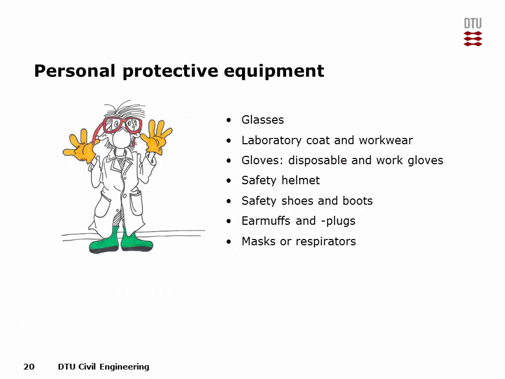Use personal protective equipment to protect yourself during work processes. Use glasses when you risk getting something in your eyes. Use a laboratory coat or workwear when risking contaminating your clothes to avoid spreading the contamination. Use suitable gloves depending on the work. Choose, for instance, disposable or work gloves.